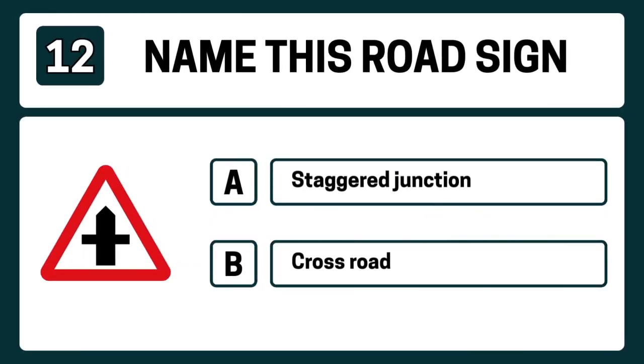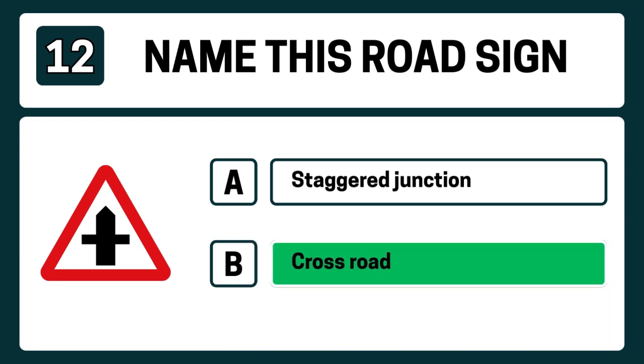Name this road sign. Staggered junction or crossroad? Good observation. The crossroad sign warns that a crossroads is ahead.